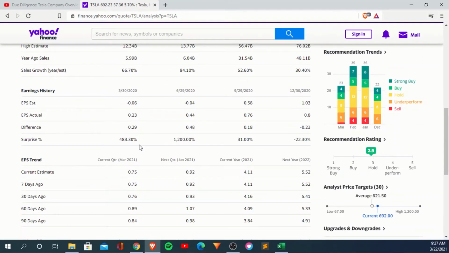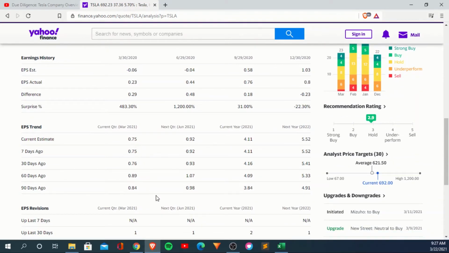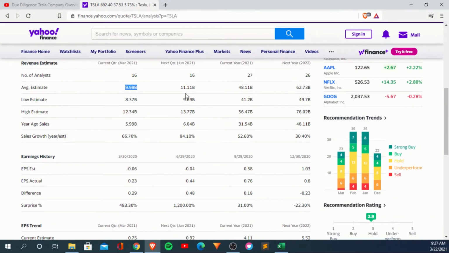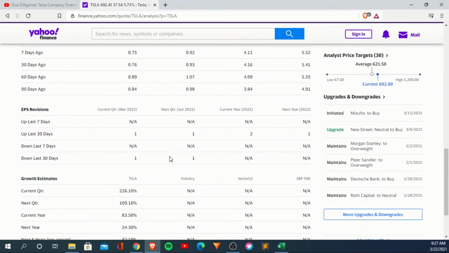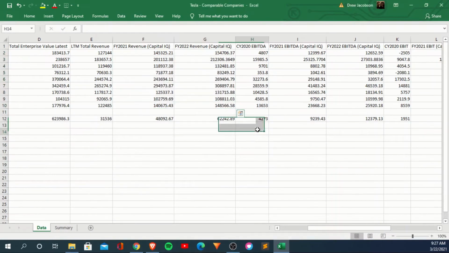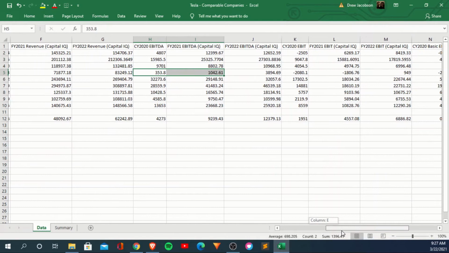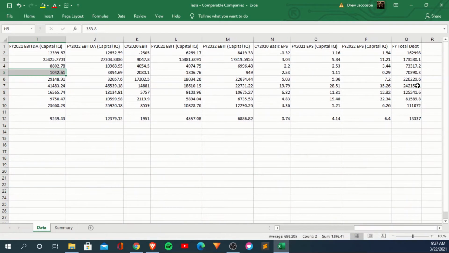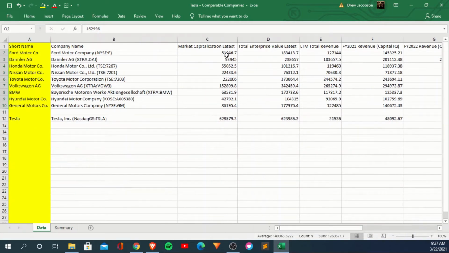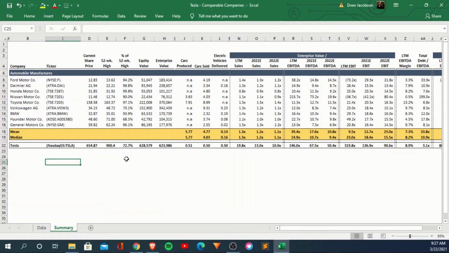So what you could do is look at the EBITDA margin, take the revenue, and turn that into an EBITDA and an EBIT estimate. So you could back into these numbers if you don't have access to CapIQ, and then just total debt, pull that from their most recent K or Q. Market cap, obviously, you can just look up on Yahoo Finance, Google Finance, whatever. Enterprise value, as I said, you can calculate. So anyways, jumping over here, the companies we're comparing to are Ford, Daimler, Honda, Nissan, Toyota, Volkswagen, BMW, Hyundai, and GM.